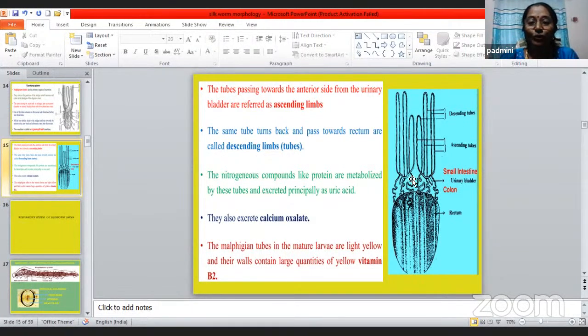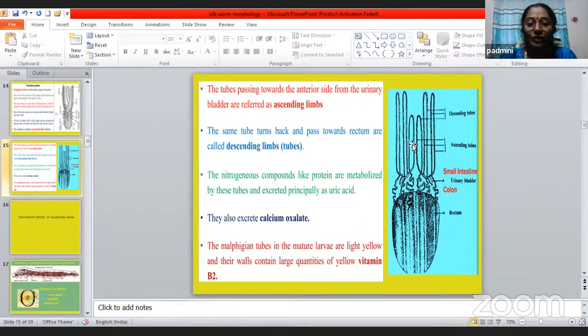And what they do is, the nitrogenous compounds like proteins are metabolized by these tubes and excreted principally as uric acid. As we said, the leaves contain lots of proteins, so the proteins have to be metabolized. After metabolism, the end result is uric acid, which has to be excreted out. They also excrete a little bit of calcium oxalate.